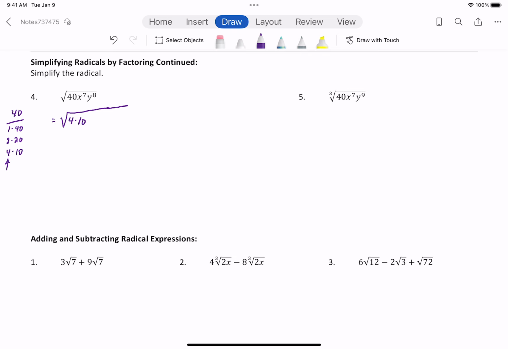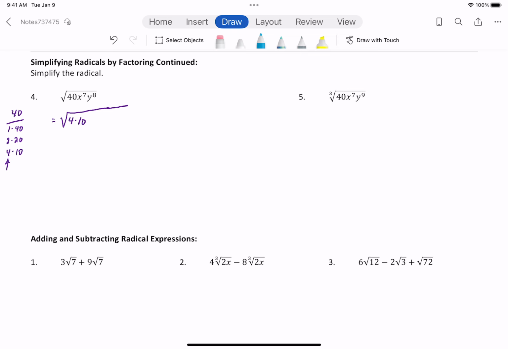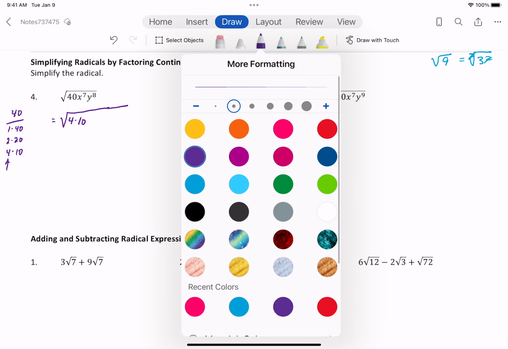Now the more difficult part comes in with these variable terms. So you remember that we've been writing things. Let me come over to the side for a minute. If we had the square root of 9, we've been trying to write it as the square root of 3 squared so that we can cancel those out. So that's going to be where we're trying to get.